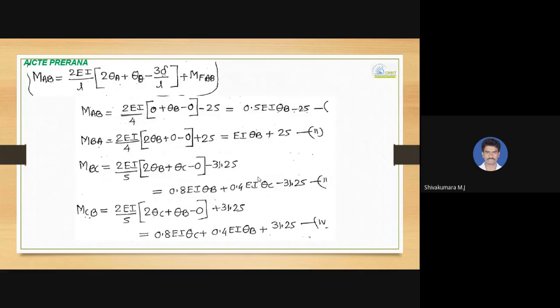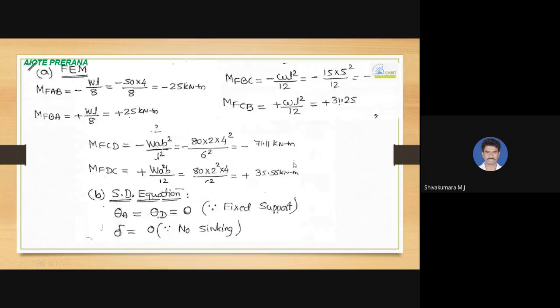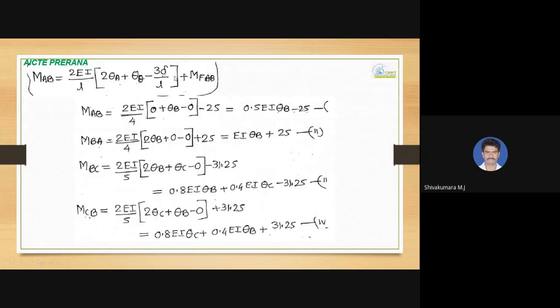The basic equation we have is MAB equal to 2EI by L into (2 theta A plus theta B minus 3 delta by L) plus MFAB. MFAB is already calculated here, that is minus 25, so minus 25 can be substituted. The delta part is directly removed, there is no sinking, and theta B as it is plus 2 theta A, where theta A is 0 because it is fixed, and 2EI by L, where L is 4. If you simplify this, you will get 0.5 EI theta B minus 25, that is equation 1.